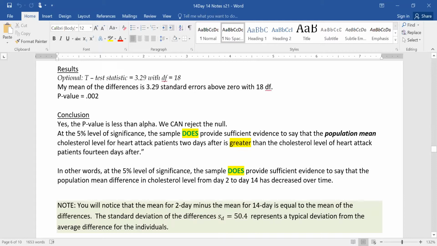Okay, so I am showing a difference. I am showing that it's decreased. So you can see down here, I do write it in that way, where I am showing that it has decreased over time.